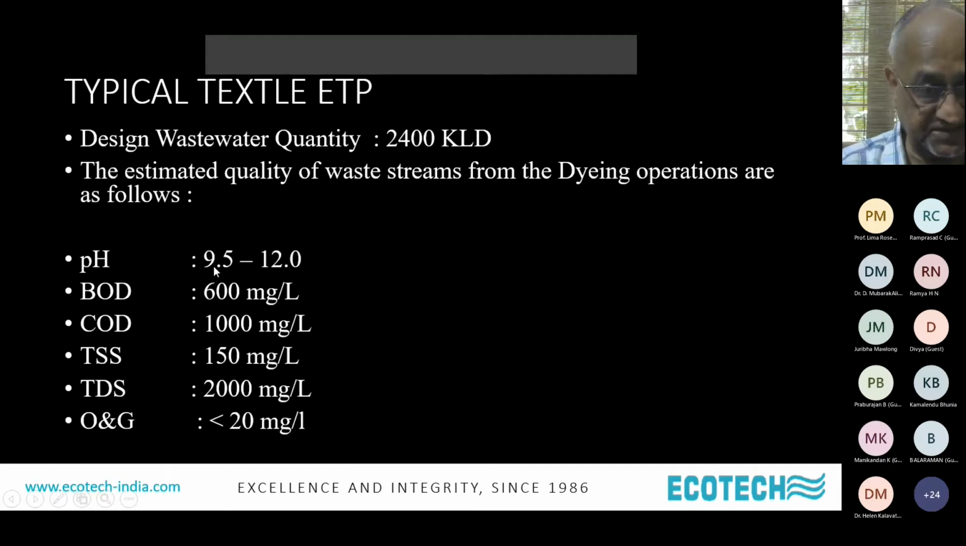The pH varies, as I said, between 9.5 to 12. BOD 600, not very bad. BOD level seems to be under control. COD 1000 milligram per liter. So you can see the COD to BOD is hardly 1.7 to 1.8, and therefore readily, possibly easily biodegradable.